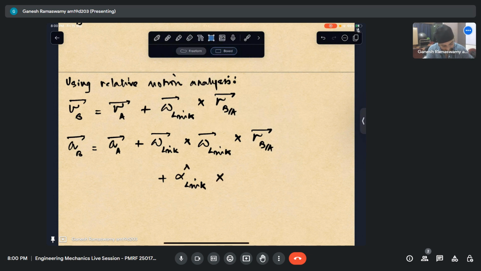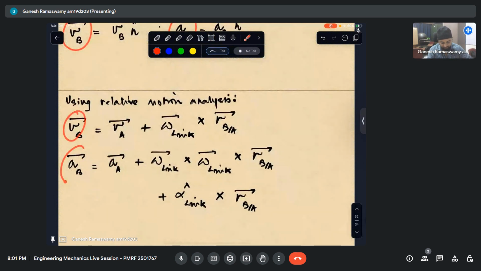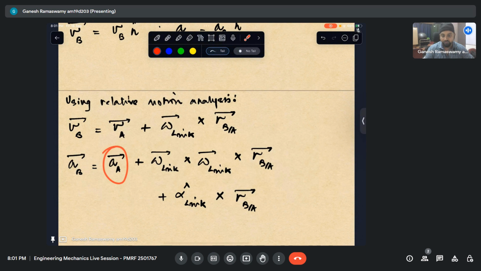So it is just a matter of substitution with the understanding that AB and VB we know. We know these two, we know the direction, we don't know the magnitudes. VA we know, we just found out. Acceleration of A we can find out because it will be having only centripetal acceleration. The disk is having only a constant angular velocity. So this will have only centripetal acceleration like that, only along j cap. Omega and alpha we need to find out. Rest of the quantities we know. So that is how this is to be solved.